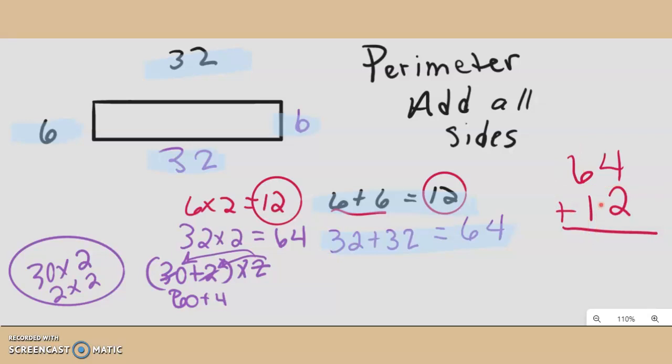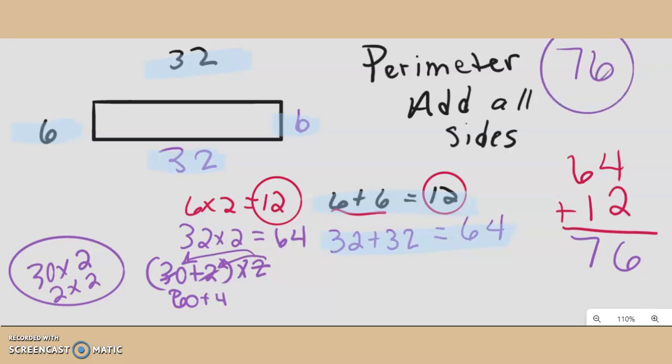So then to do that, you go, well, I'm going to go 4 plus 2 is 6, and then I'm going to move to the right, and then 1 plus 6 is 7. So my perimeter for all the sides is going to be 76.